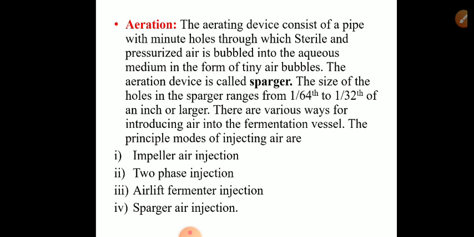What are the different modes of injecting air into the vessel? Impeller air injection: when we use impeller air injection, there is no need of a sparger. The shaft of the agitator is hollow and there are holes in the blade. Air is passed in through the rod of the agitator and escapes out through the holes in the impeller blade. There may be two-phase injection, airlift fermentation injection, which we will study in the airlift fermenter, and sparger air injection.